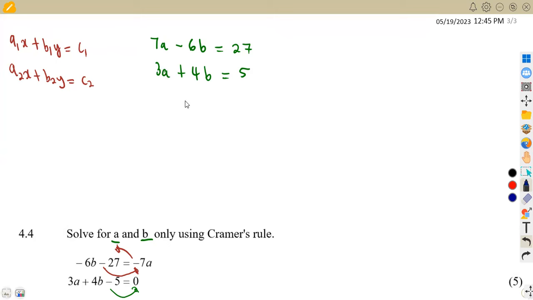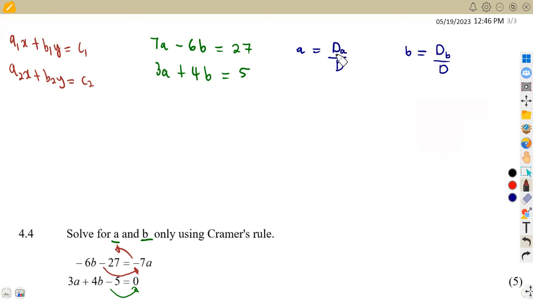From which concept? It states that in order for us to obtain A, we are going to find the determinant with respect to A over the determinant of constants. In order for us to obtain B, we are going to find the determinant with respect to B over the determinant of constants. So that means we are supposed to find the determinant with respect to A, also the determinant with respect to B, and the determinant for the constants.